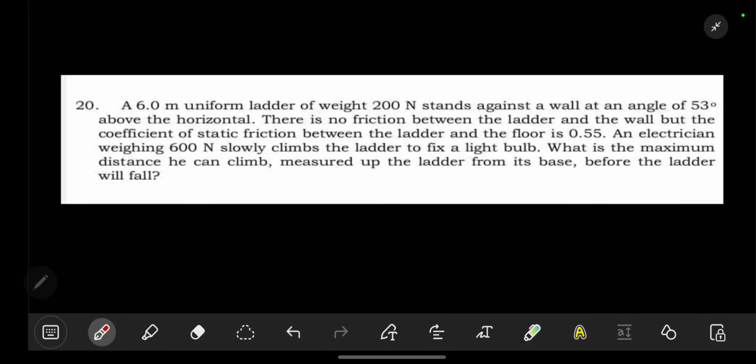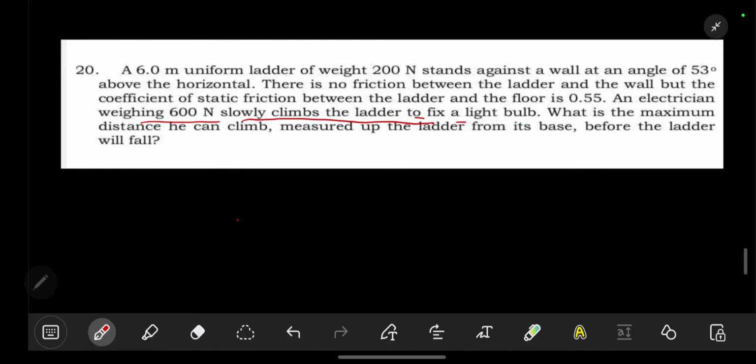Looking at this one, we have a 600 Newton... We have a 6-meter uniform ladder of weight 200 that stands against the wall at an angle of 53 degrees above the horizontal. There is no friction between the ladder and the wall, but the coefficient of static friction between the ladder and the floor is 0.55. An electrician weighing 600 newtons slowly climbs the ladder to fix the light bulb. What is the maximum distance he can climb, measured up the ladder from the base, before the ladder falls?